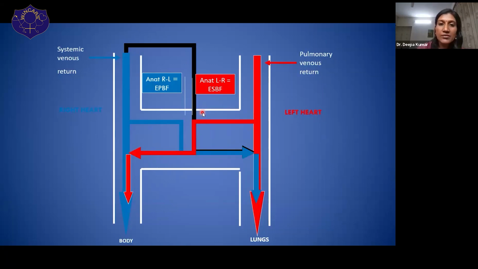So TGA with a large VSD will be in much more significant heart failure than a TGA with a large ASD. So TGA with a large ASD will be much more stable.